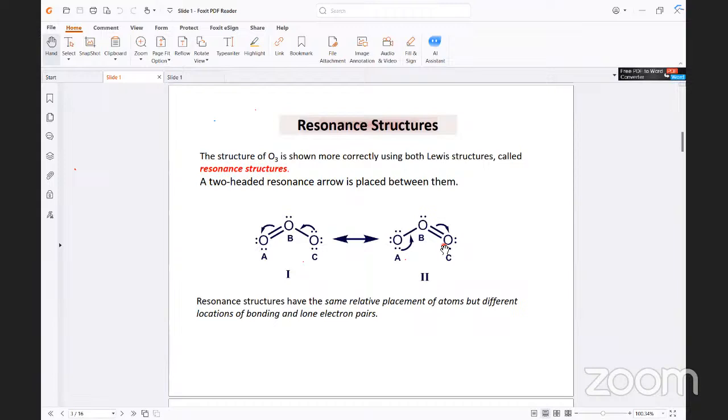The octet rule is achieved, but this electron is not localized. This electron is delocalized. It's moving from one oxygen to the other. Here it is between A and B. Here it is between B and C. So resonance structures have the same relative placement of atoms, but different locations of bonding and lone pairs of electrons. So the positioning of the bonding electrons is not the same, and the non-bonding electrons, the lone pairs, and the bonding electrons move from one place to the other.